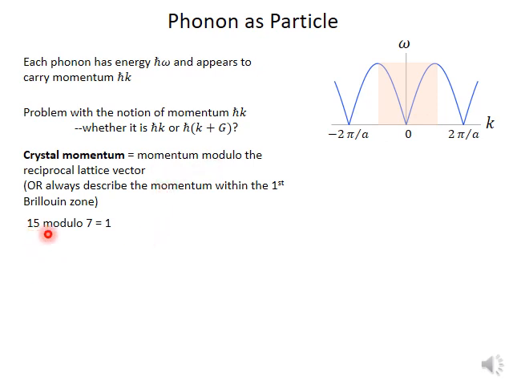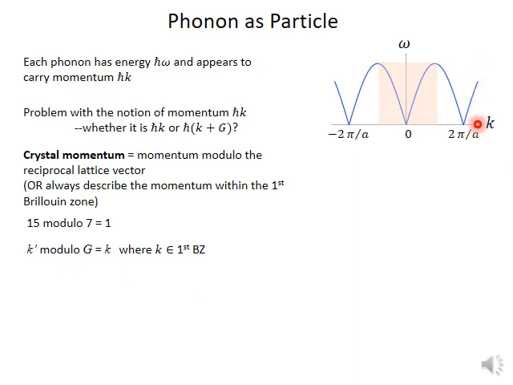So what do we mean by modulo here? Let's say if I say 15 modulo 7, then it should be equal to 1, because if you multiply 7 by 2 you get 14, and the remainder is 1. So 15 modulo 7 is equal to 1.